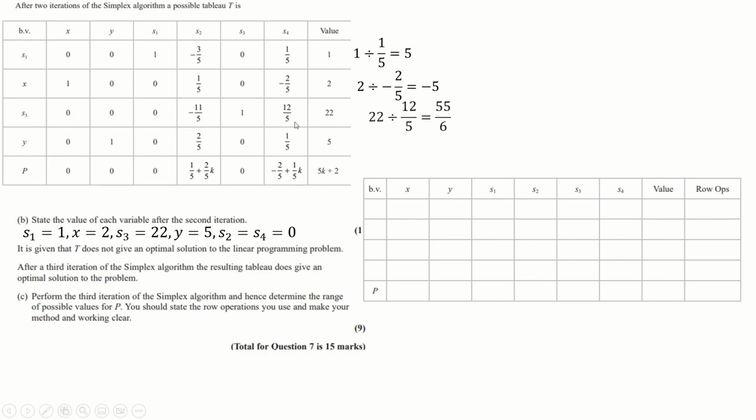22 divided by this, and then 5 divided by this. The smallest positive one, like I said, ignoring negatives, is this one. So we're going to pivot here. Let's make this into a 1 by just timesing this entire row by 5. And now we've sorted out S4, so S4 can go here, because it's now a nice little 1, and we're going to make everything else 0.